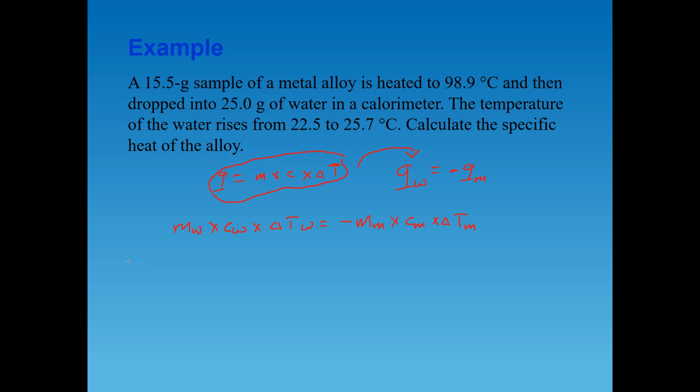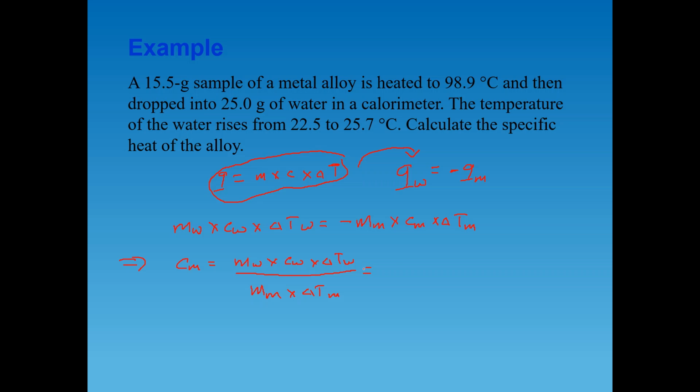And then I'm going to rearrange this to get the specific heat of the metal is equal to the mass of the water times the specific heat of the water times the change in temperature of the water, all divided by the mass of the metal times the change in temperature of the metal. All right? So this is how we're going to calculate the specific heat of the metal. It now becomes a question of plugging in the different values into this expression.